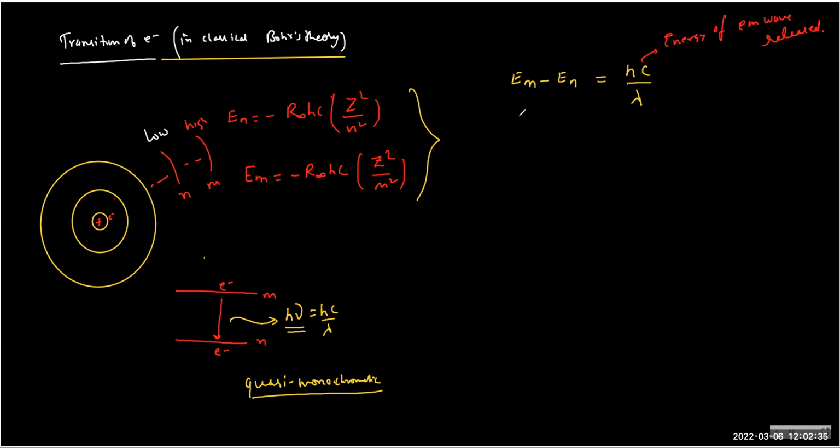But because of the minus sign, it will reverse, right? So because it's a minus sign, what you will get is n square minus m square. Understood? Is this clear?